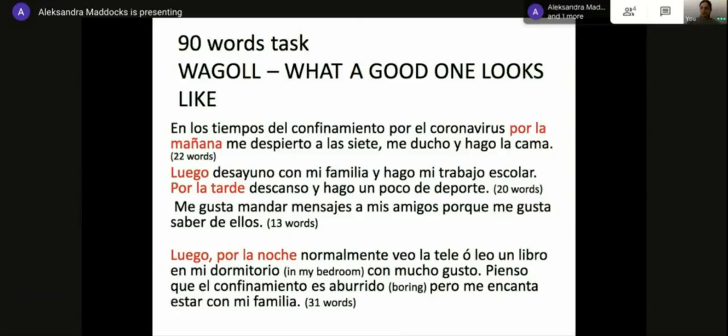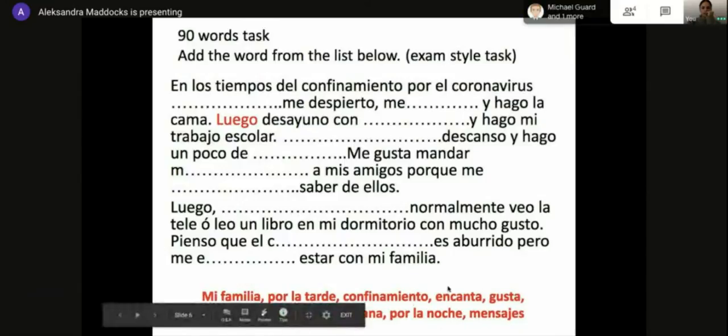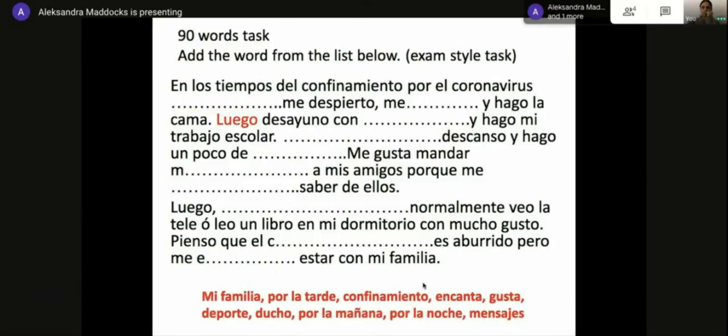Now, your final task for today, after you've watched my mind map, you listened to the words, you've repeated them, you've seen what a good one looks like. Your task here is to build this text using the words from below. So, we're going to read this together, and you are going to put the word that you think should go in the gap.